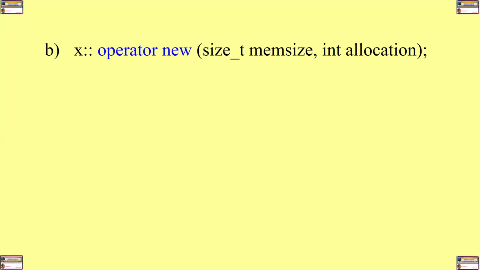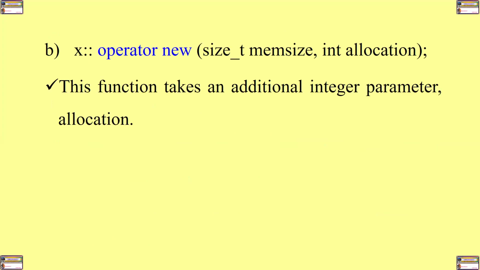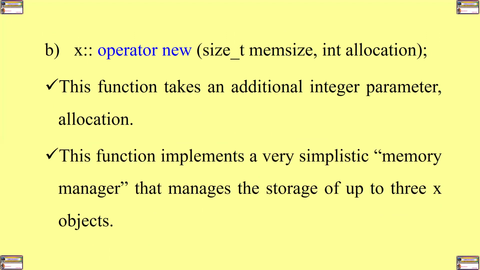We also have a statement like this, in which the function takes an additional integer parameter by the name allocation. This function implements a very simplistic memory manager that manages the storage of up to 3 objects.